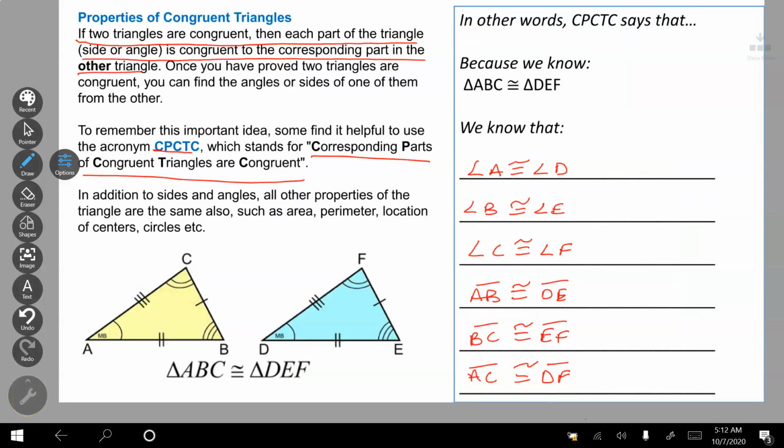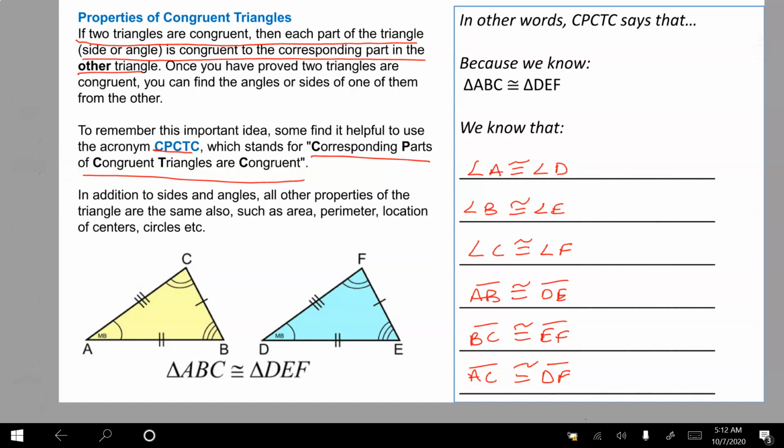And I talked about this the other day in class. This is a big idea, is that corresponding parts of congruent triangles are congruent. So all the 3 angles are congruent to the 3 other angles, and the 3 sides are congruent to the other 3 sides, matching the letters. This is very important in the idea of geometry and doing proofs.